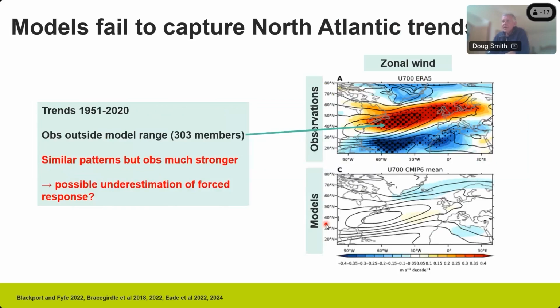So I'm going to start off with this nice paper by Blackport and Fyfe. The upper panel here shows observed changes in U700 winds from the ERA5 analysis, and the bottom panel shows the multi-model CMIP6 mean. And what you can see is that there is some hint of a similar pattern in the multi-model mean, but the magnitude is way too small compared to what's actually been observed. And actually, these crosses here show where none of the 303 ensemble members captured the same magnitude of the trend as seen in the observations.